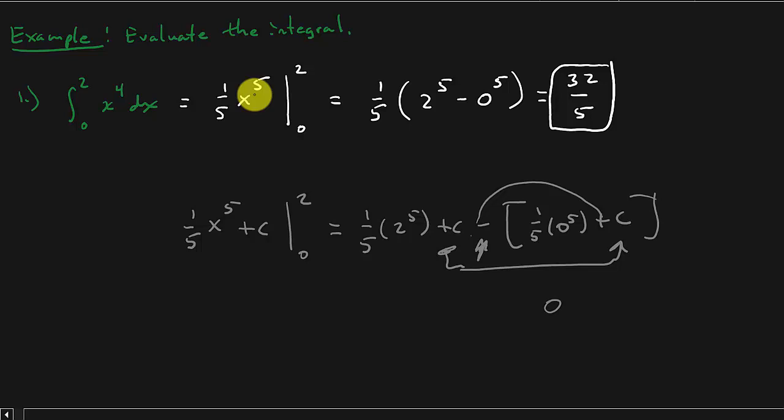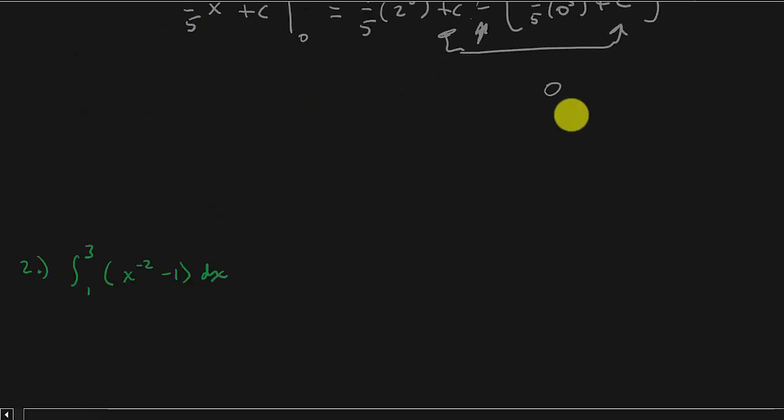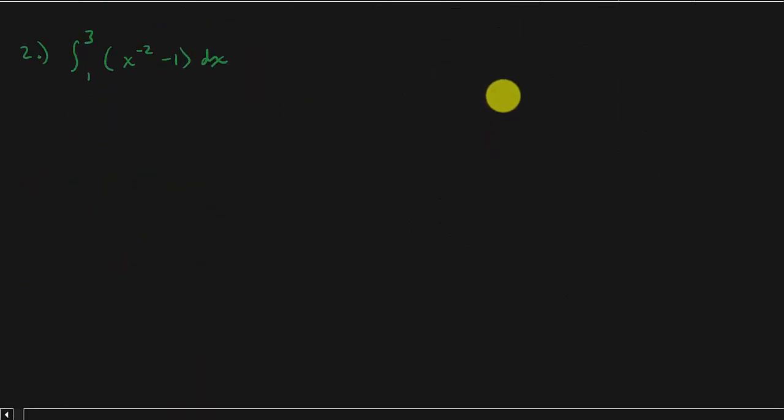Okay, so that's the deal with that. All right, let's go to the next problem. So we've got the integral from 1 to 3 of x to the negative 2 minus 1 dx.